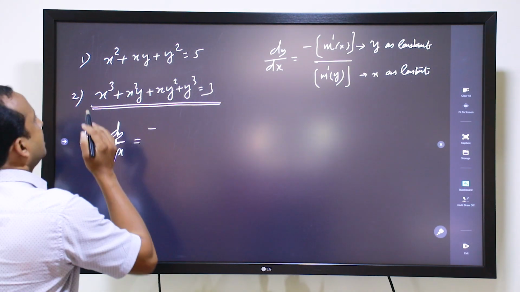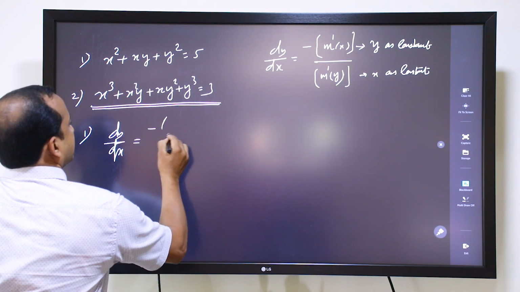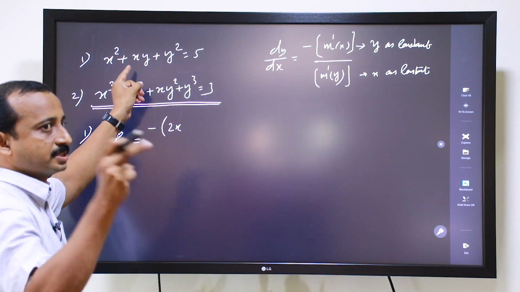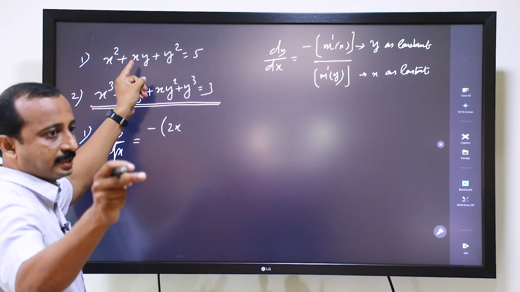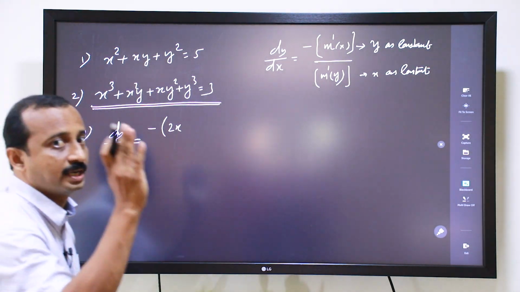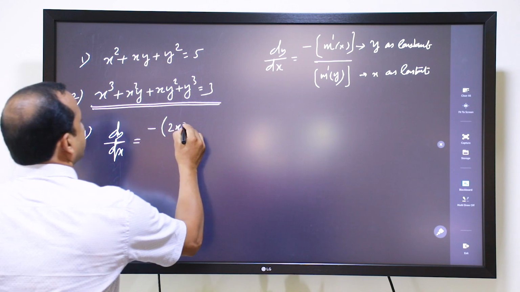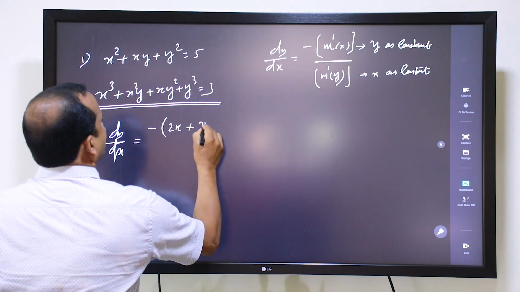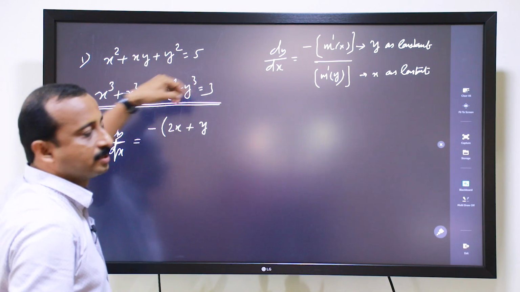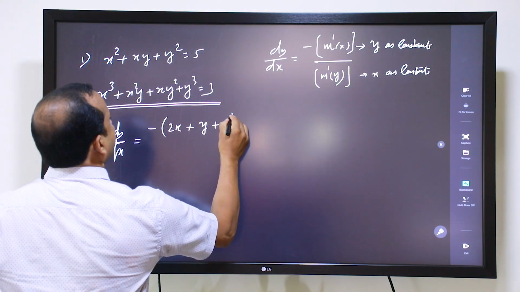What is the derivative of x square? It is 2x, because when you differentiate this function with respect to x, at that time you consider y as a constant. Now we find the derivative of xy. Here y is a constant and the derivative of x becomes 1 into y. Here y square is also a constant and the derivative of y square is 0. The derivative of 5 is also 0.